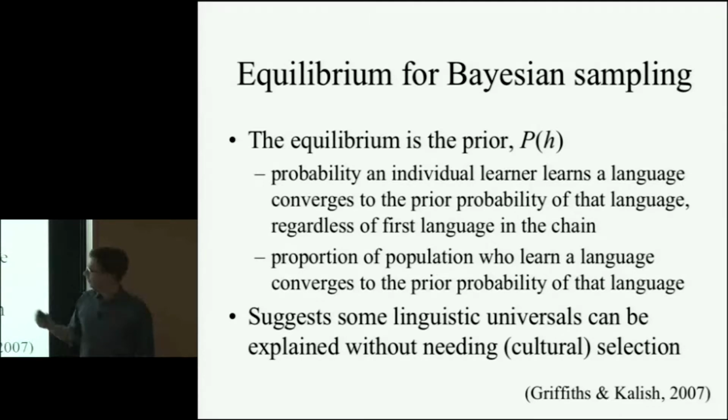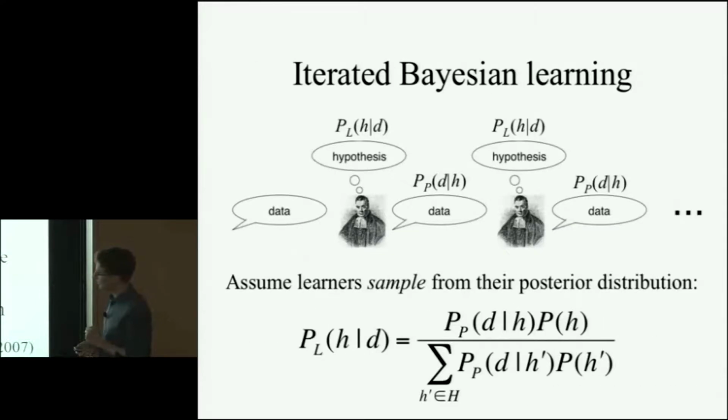It also makes the prediction that you should converge to the prior distribution regardless of the amount of data that's transmitted between learners, which is inconsistent with the idea of iterated learning working like compression or there being an information bottleneck. So what we did was go back and reanalyze the assumptions that went into this, and the key assumption is that learners are sampling from their posterior distributions in order to choose their hypotheses. So we can change this assumption and look at what the consequences are.